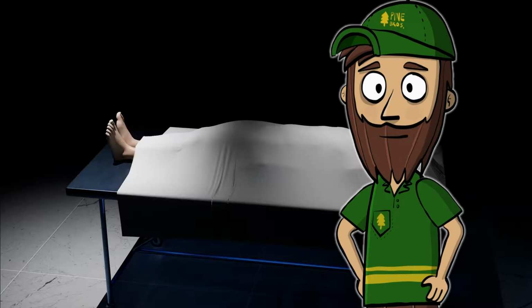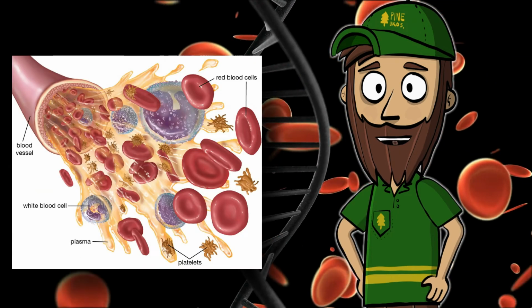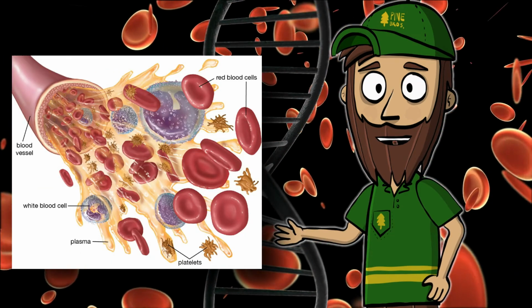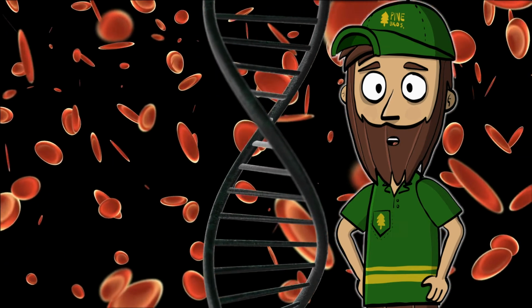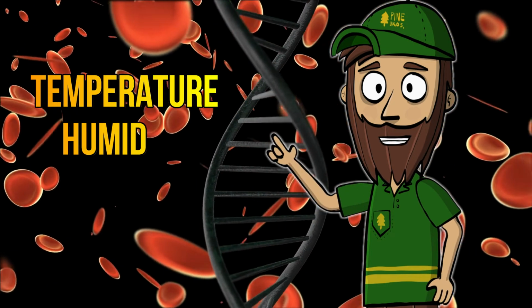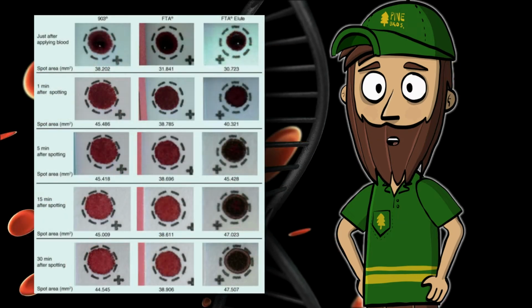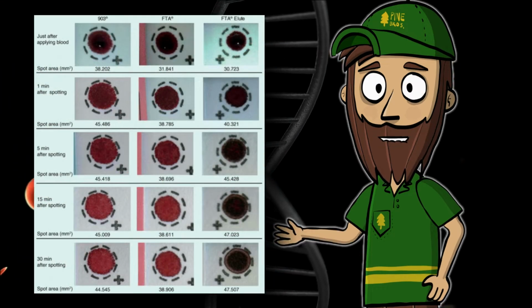Drying blood. Blood is a complicated mixture of several cell types, nutrients, and cellular waste, although water makes up the majority of it. If we are aware of the environmental factors, such as temperature, humidity, airflow, surface area, etc., blood will dry at a predictable rate as it is an aqueous fluid.